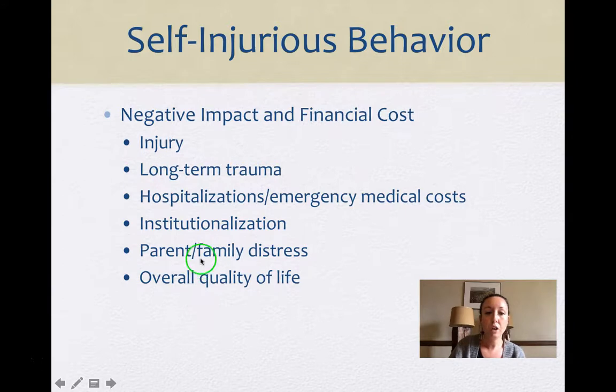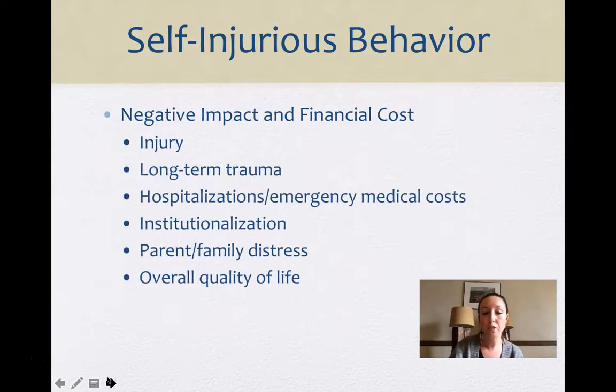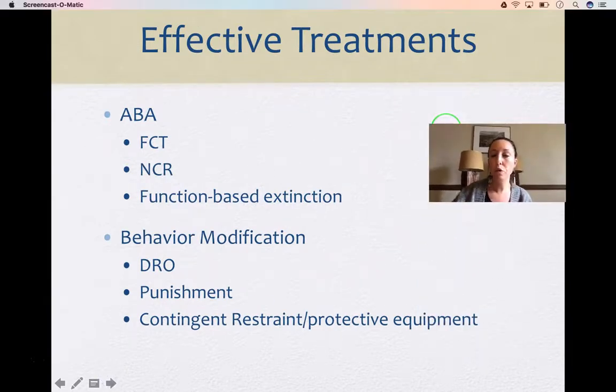And going back to the cost of this in general, it's estimated that individuals that engage in repetitive severe self-injurious behavior over time can cost a family up to about $100,000 a year when you look at all these things together. There's a huge financial cost.